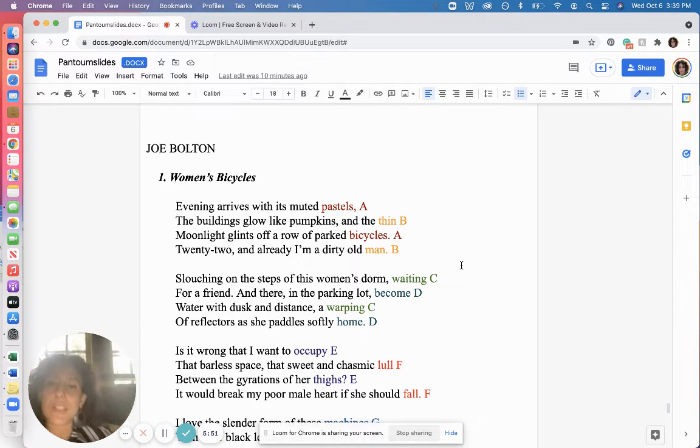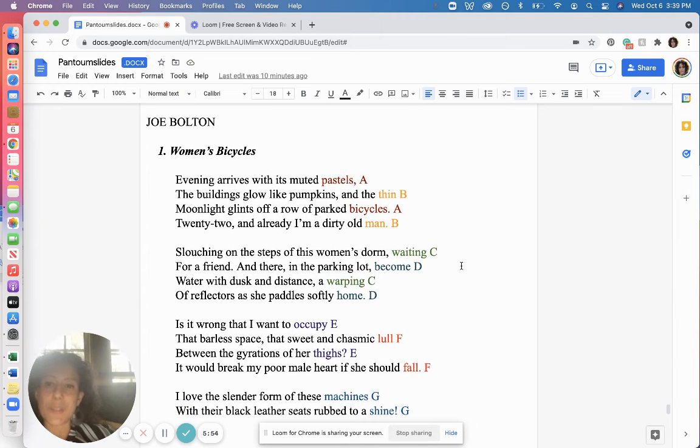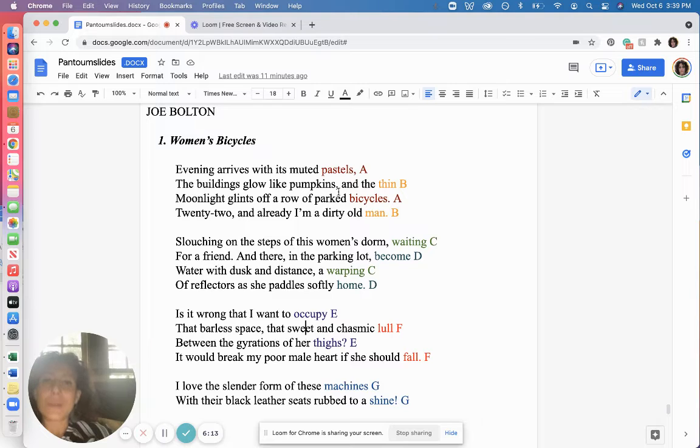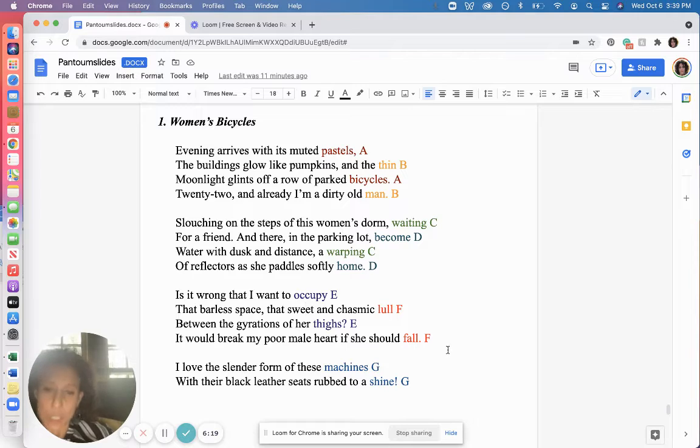It's part of a larger collection called Bad Sonnets. They're not really bad, they're terrific, but he calls them bad sonnets just because he does take liberties with the rhyme scheme. And they're also very funny and self-deprecating. But notice how I'm going to walk you through Women's Bicycles, and you're going to see that there are three quatrains, and then you've got a turn and the couplet, and you've got the A, B, A, B, C, D, C, D, E, F, E, F, and then G, G.